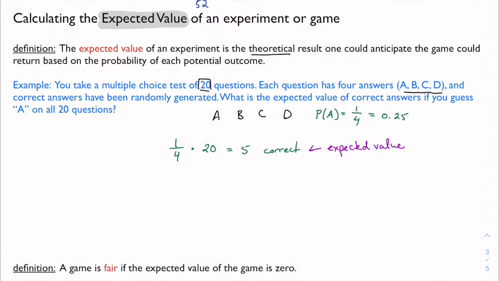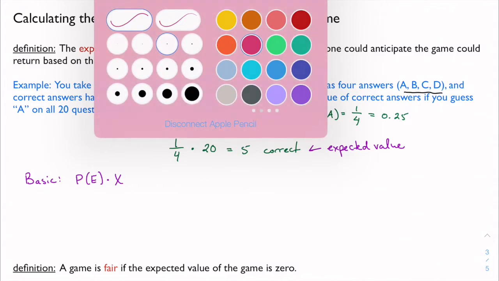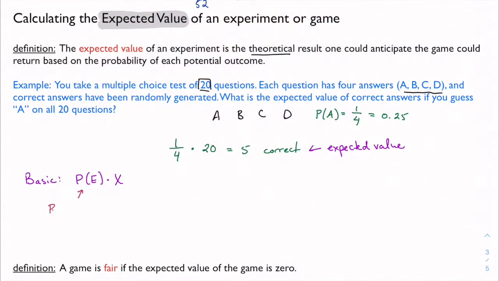So can we generalize this? Well, of course we can. So in its more basic form, what do we see here? We see the probability of the event times, we'll call X, the number of trials. So we know what P of E is, right? This is the probability that an event E occurs. And then X, we'll say, is the number of trials, the number of times we go through this motion.